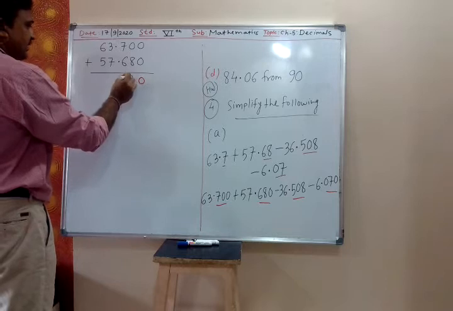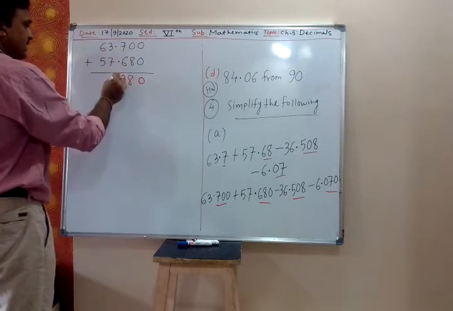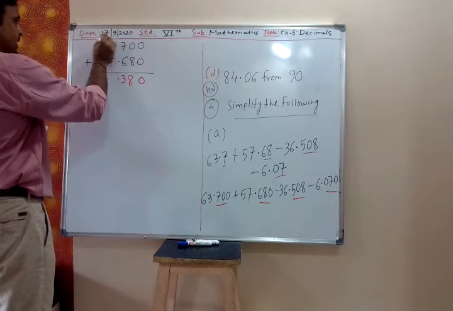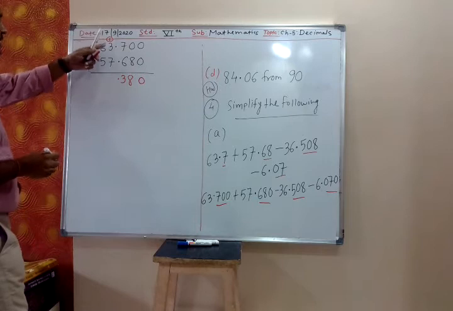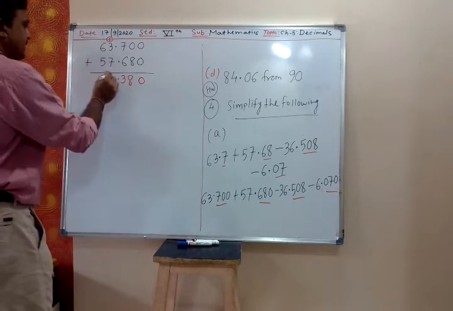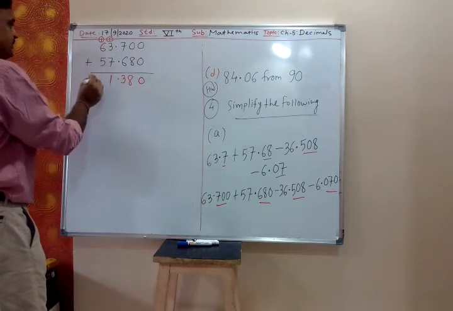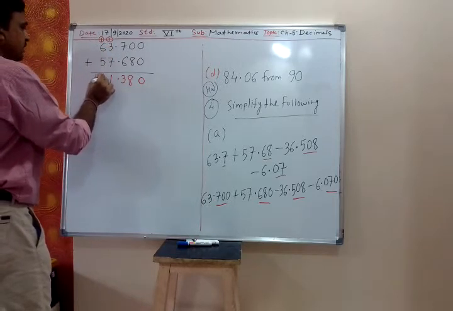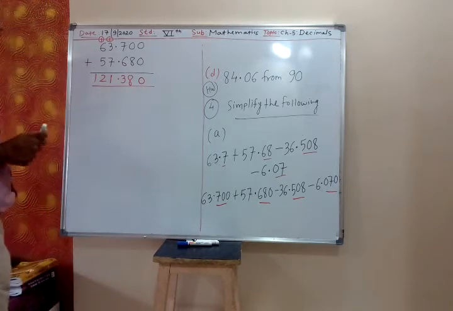0 plus 8, 8. 7 plus 6, 13. 1 is carried to this. Then 1 plus 3, 4. 4 plus 7, 11. Then 1 is again carried. 6 plus 1, 7. 7 plus 5, 12. So 121.380.